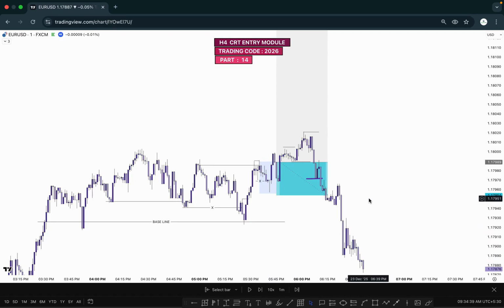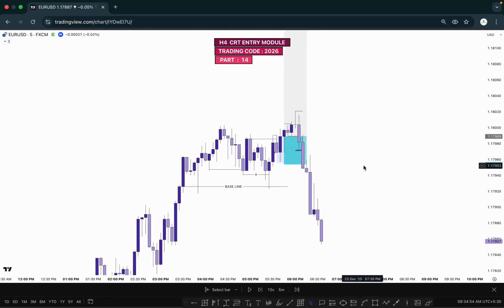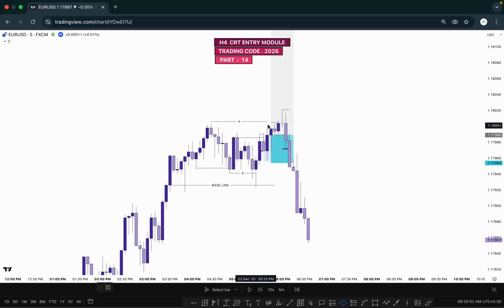Let's switch back to a 5-minute time frame to see exactly what is happening here. In this case, we can see in the 5-minute time frame, the market took out the previous structure high, which is here. When the market takes out the liquidity of the previous high right here, it means the probability is that the market is looking for a reversal.